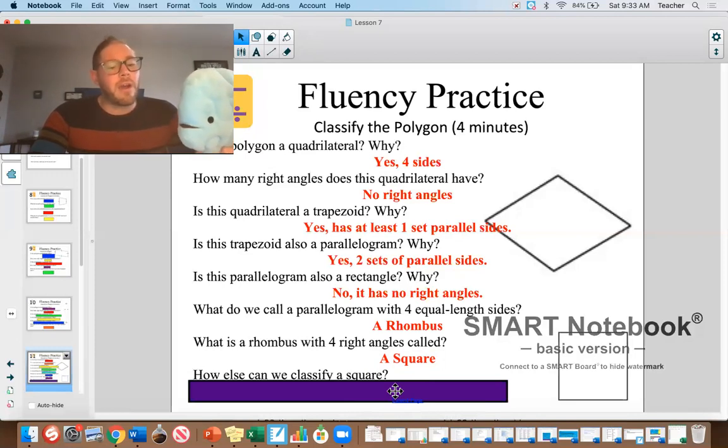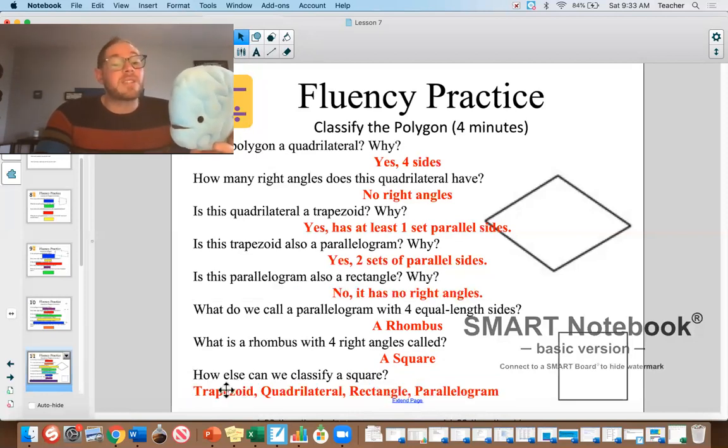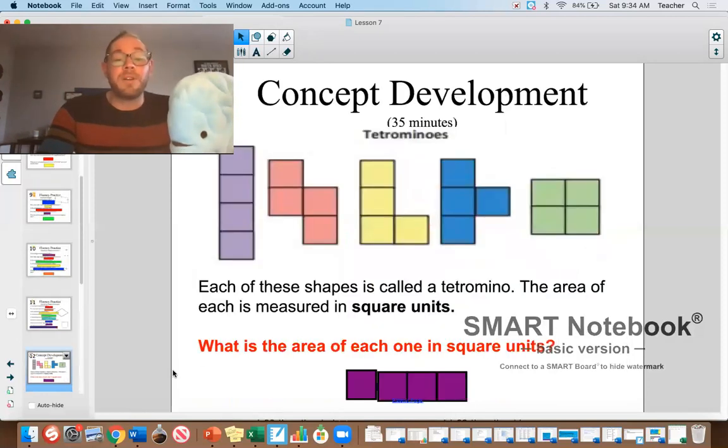We know a square is a rhombus with 4 right angles. How else could we classify a square? Well, we can classify a square as a trapezoid, a quadrilateral, a rectangle, and a parallelogram. A square has all of those traits in common with these other types of shape. Good for the square. All right, let's move on to our concept development.